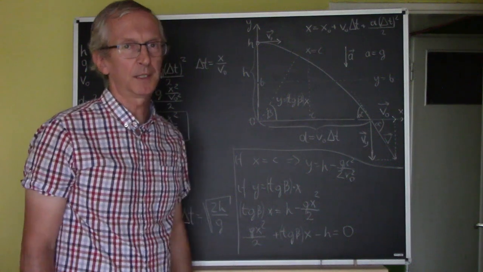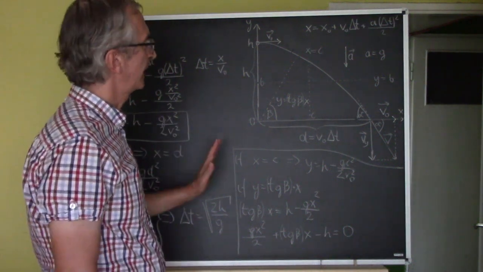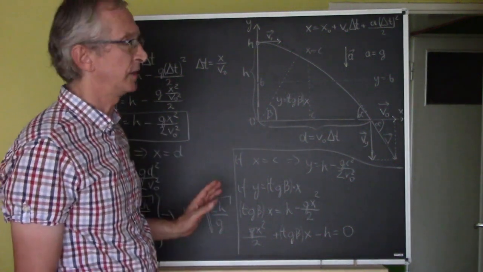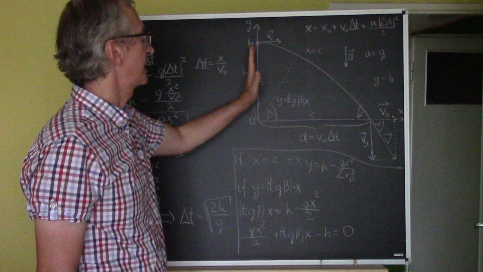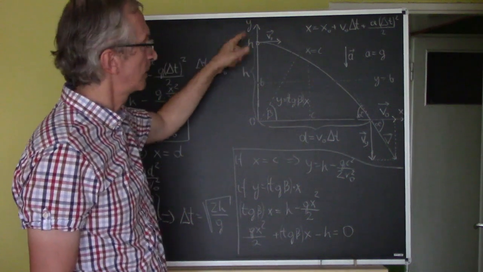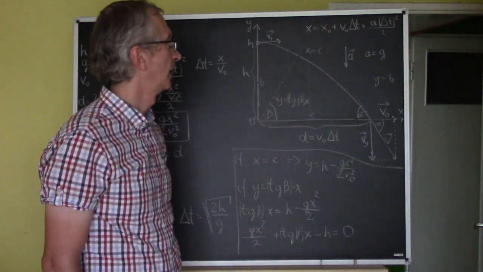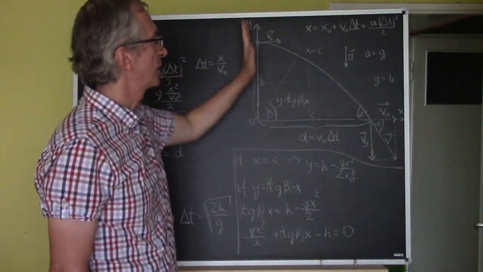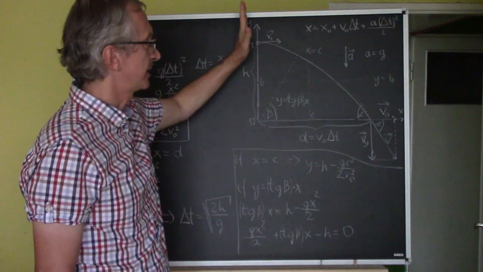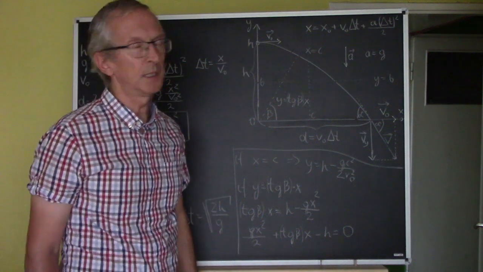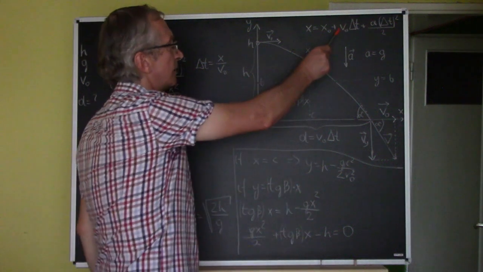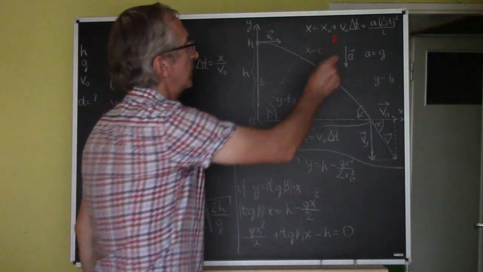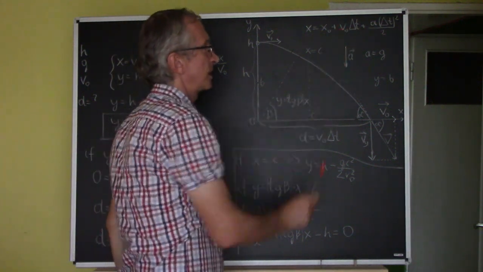Now we can write the equation of motion for the axis y. We see that the coordinate of the initial position on the axis y is equal to h. So here is h. There is no velocity in the direction of axis y at the beginning. So v0 is equal to 0 in this case. So this expression is also equal to 0.